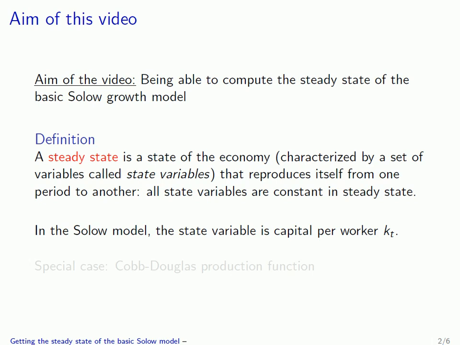So what exactly is a state variable? It depends on the model that we consider, but it's something that describes well the state of the economy. In the Solow model, the state variable will simply be capital per worker. It will summarize everything that we know about the current state of the economy. In this video, I take a very simple Cobb-Douglas production function.